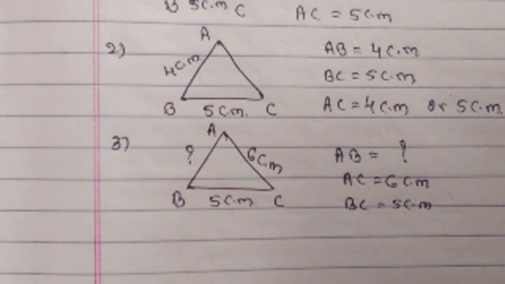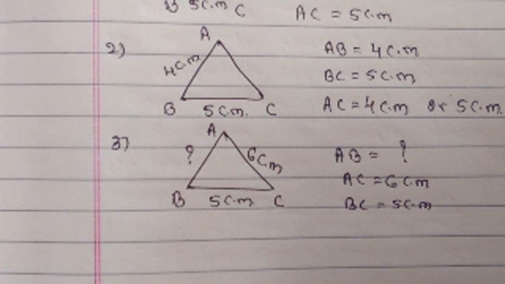So based on the angles, the triangle is divided into 3 parts. One is acute angle triangle, that means all the angles are less than 90 degrees. The next one is right angle triangle: if one angle is equal to 90 degrees, then the triangle is considered a right angle triangle. And in an obtuse angle triangle, if any one angle is obtuse, that means greater than 90 and less than 180 degrees, then we call that triangle an obtuse angle triangle. That is based on the angles.